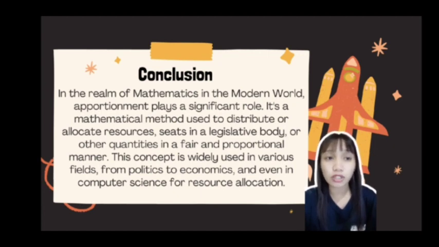In conclusion, apportionment is a powerful tool in modern mathematics, enabling us to make fair and equitable decisions in a complex world.